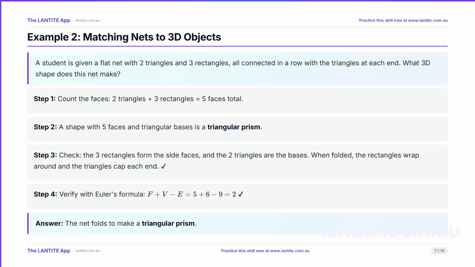Let's practice matching a net to its 3D shape. A student is given a flat net with 2 triangles and 3 rectangles all connected in a row. First, count the faces. 2 triangles plus 3 rectangles equals 5 faces. A shape with 5 faces where the bases are triangles is a triangular prism. When we fold it up, the 3 rectangles wrap around to form the sides, and the 2 triangles cap each end. We can verify with Euler's formula. 5 faces plus 6 vertices minus 9 edges equals 2. It checks out. The net makes a triangular prism.